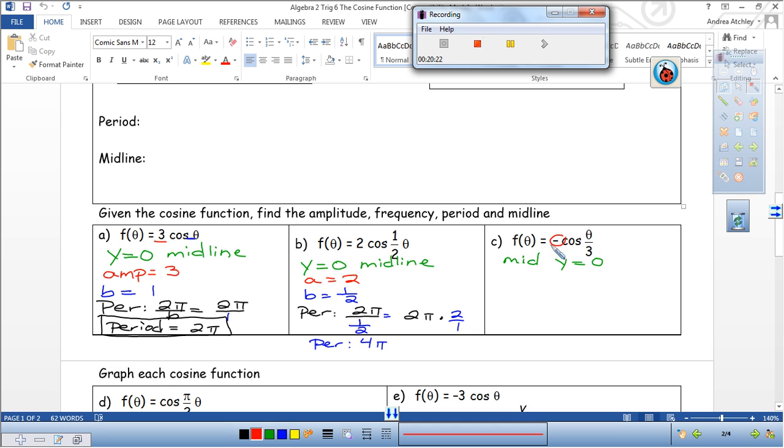Because there's a negative here, we need to remember that that's a reflection, just like in all of our graphing. When you have a negative A value, it's a reflection. So our normal cosine curve looks like this. When you reflect it, it's going to look like this. It's going to be upside down. It's going to start down and then go back up.